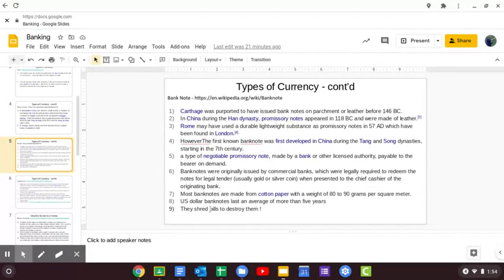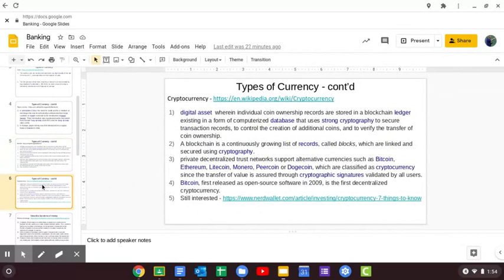We talked about how they shred US dollar bills to destroy them. How sad. The fourth currency, we didn't talk about it as much, don't focus on it as much, is cryptocurrency.